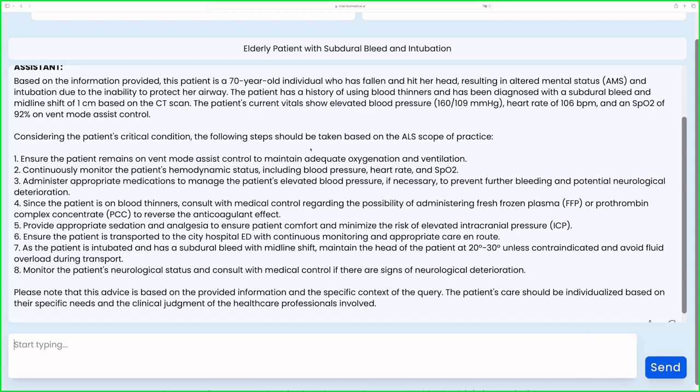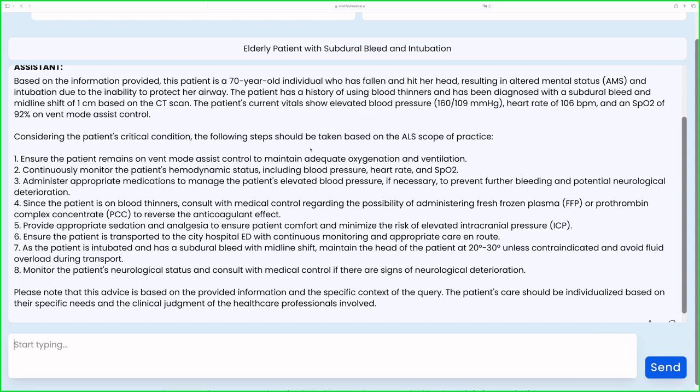So the AI is basically just rewording it, just like if Mark gave me a report on this patient, I would reword it back to Mark to make sure that I understood it. It's the same thing the AI is doing in this first paragraph. It's called closed loop communication. It's the most beautiful thing in medicine. Yeah, correct. All right. So, considering the patient's critical condition, the following steps should be taken on the ALS scope of practice. Like I said, this is jogging my memory before I ever even lay eyes on this patient.